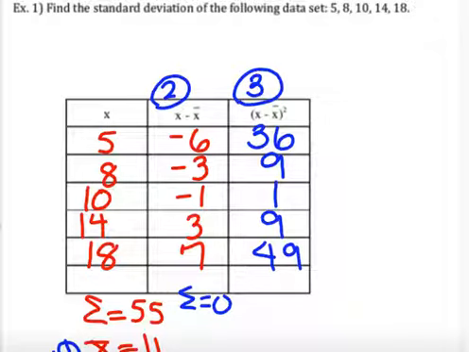Step 4. Step 4. What is it? Find the mean of these squared differences. So go ahead and add those up, please. We added all these numbers up, and we're getting 104.